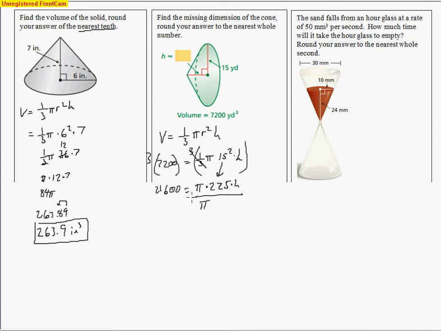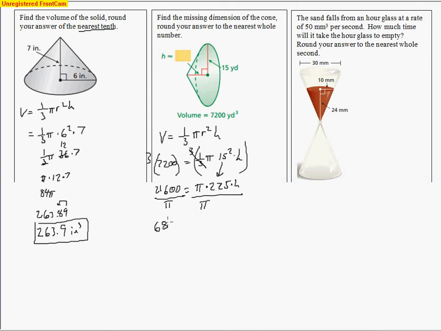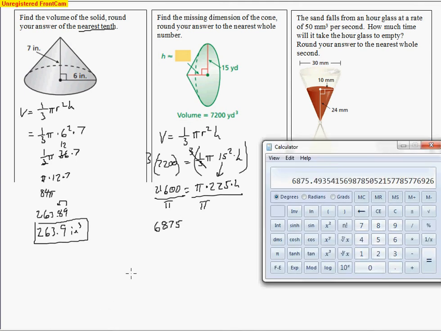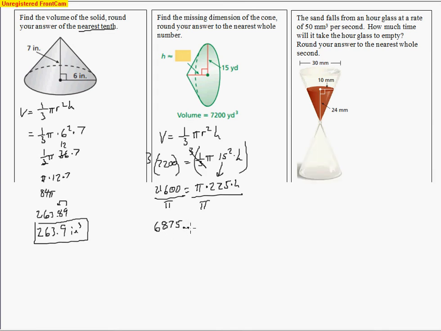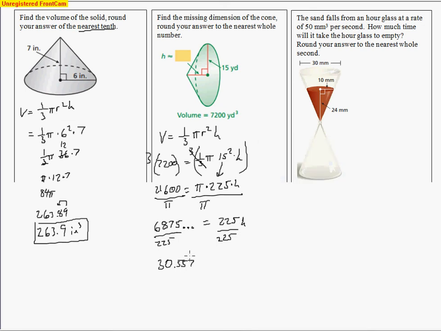Let's divide by pi, and so we'll take that number and divide it by pi. I'm using the full pi button, and I get this 6875, and then it continues on. Again, I'm just going to put these dots here symbolizing that that number continued on, and then I'm going to divide by 225 and take that number, divide it by 225, and this is what I get, 30, and that was 0.557. Alright, so we're supposed to round to the nearest whole number, and so that 5 is going to round that up, so we're going to call it 31 yards is equal to the height.